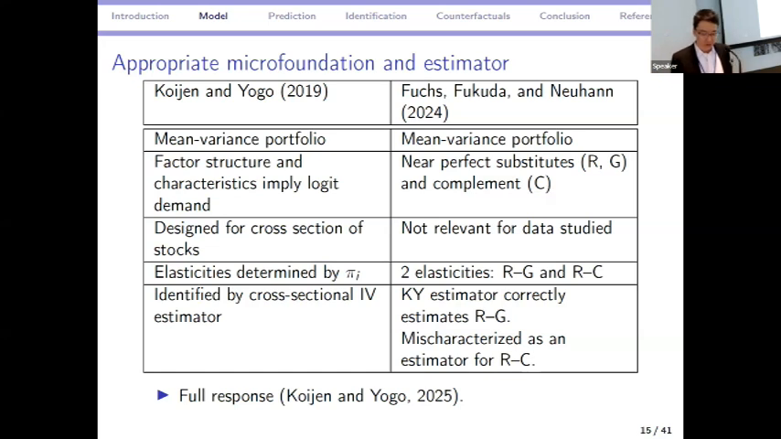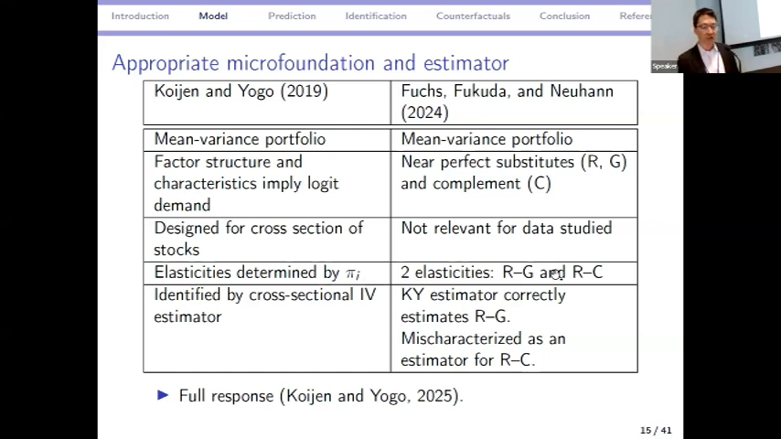So as a consequence of a different microfoundation, right? These models are designed to explain different data. Ours is designed to explain the US stock market, and theirs is designed to explain something else, not the US stock market. The elasticities in our model are determined by pi i, an investor-specific coefficient that shows up in the demand function. And the nice thing about logit is you can explain all the elasticities and cross elasticities with just one parameter per investor. Okay, so that's the dimension reduction that comes from the factor assumption.